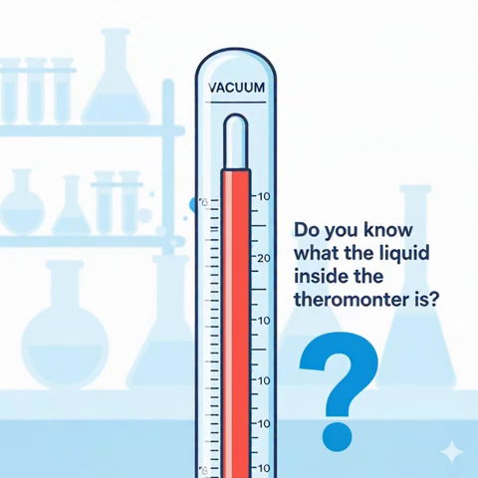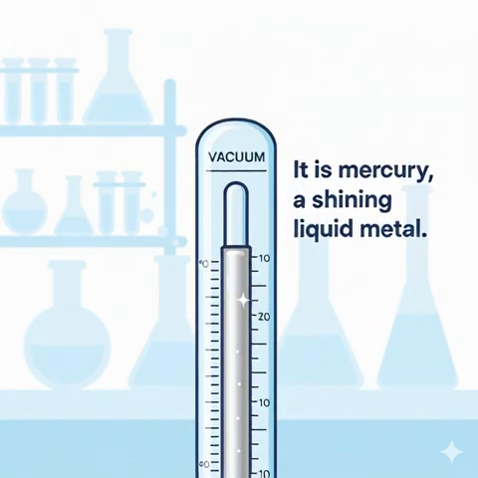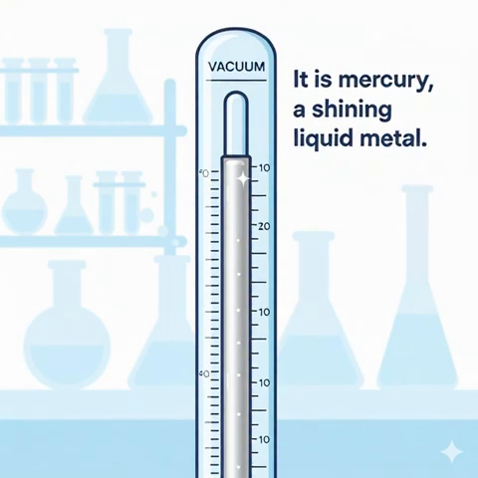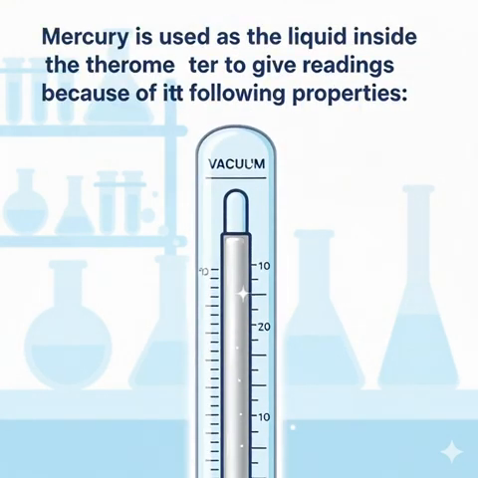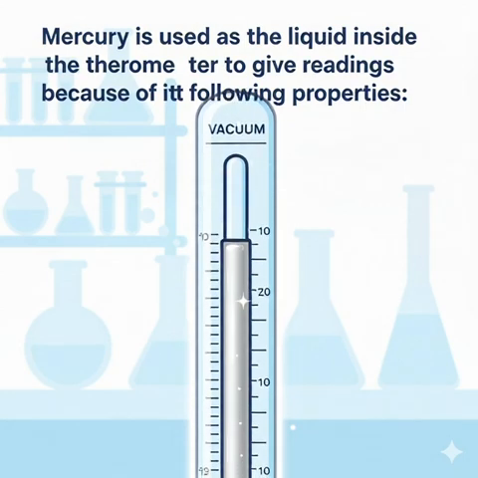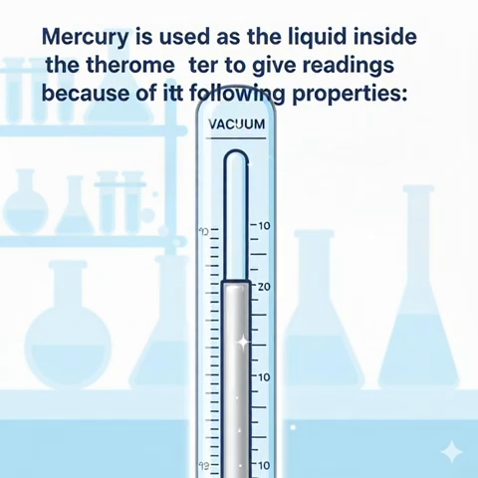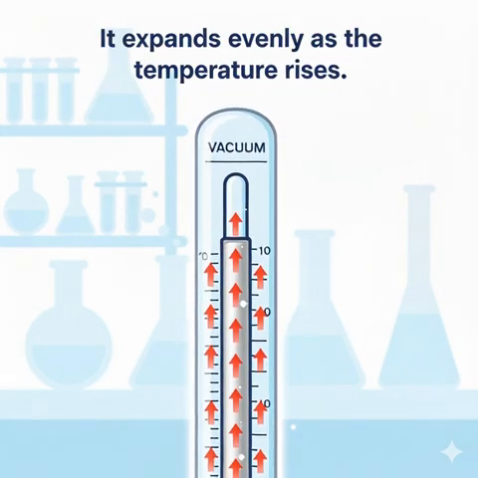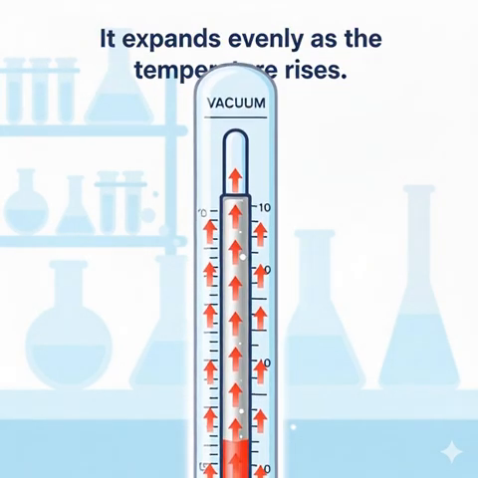Do you know what the liquid inside the thermometer is? It is mercury, a shining liquid metal. Mercury is used as the liquid inside the thermometer to give readings because of its following properties. It expands evenly as the temperature rises.